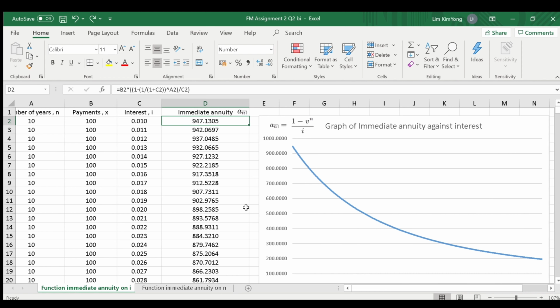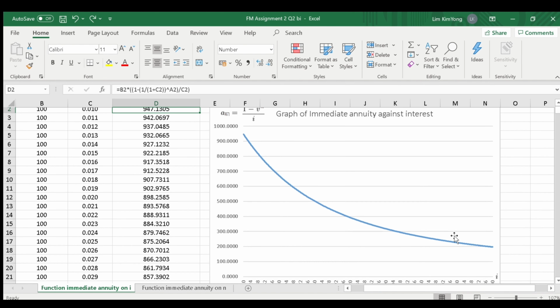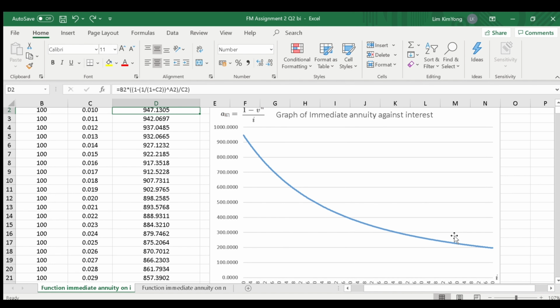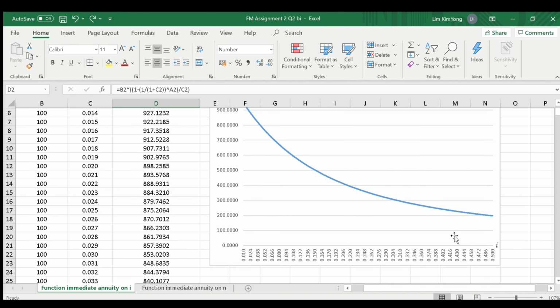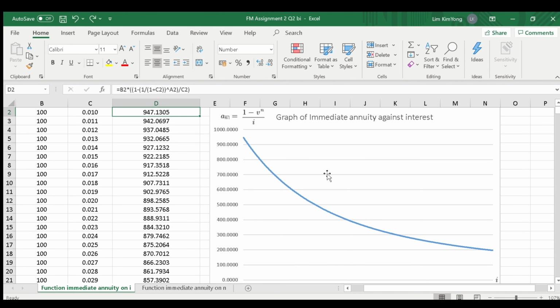After that, I can get the graph something like this, the graph of immediate annuity against interest, that is a angle n against i. As we can see, when i increases, a angle n decreases. The reason is that when the denominator increases, the value of a angle n decreases, because their relationship is inversely proportional.